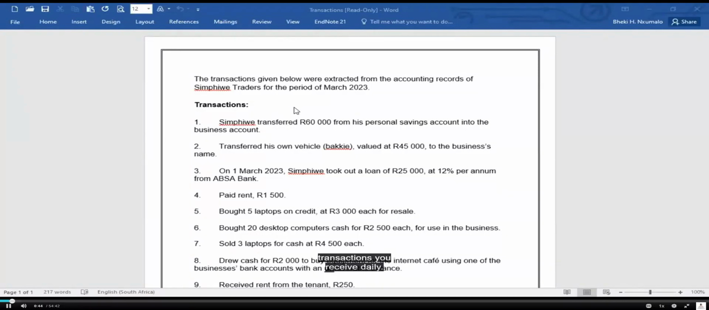Transactions you receive daily, those are daily activities in the business. You'll receive transactions, and then you need to read and understand each transaction. So here we are given transaction number 1 up to transaction number 13.